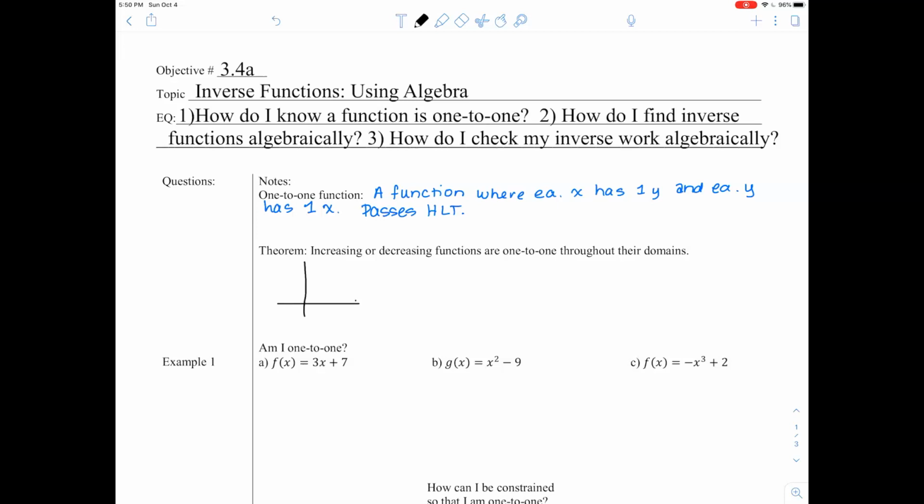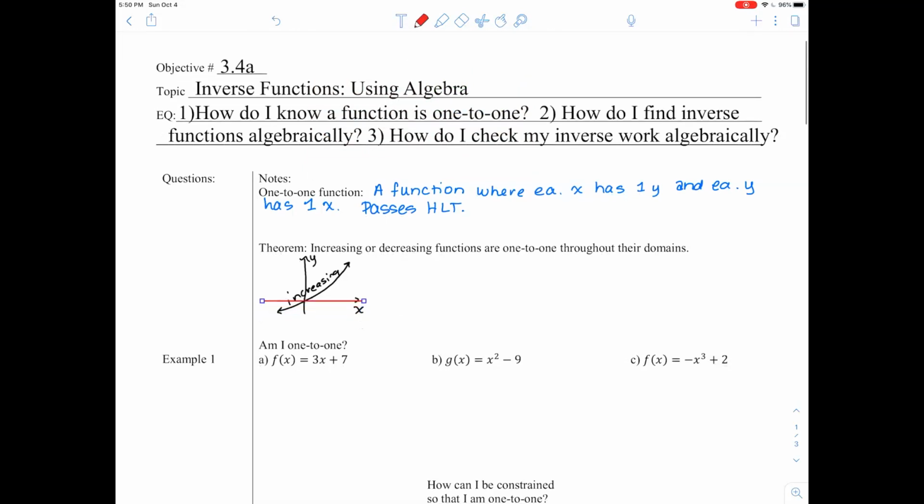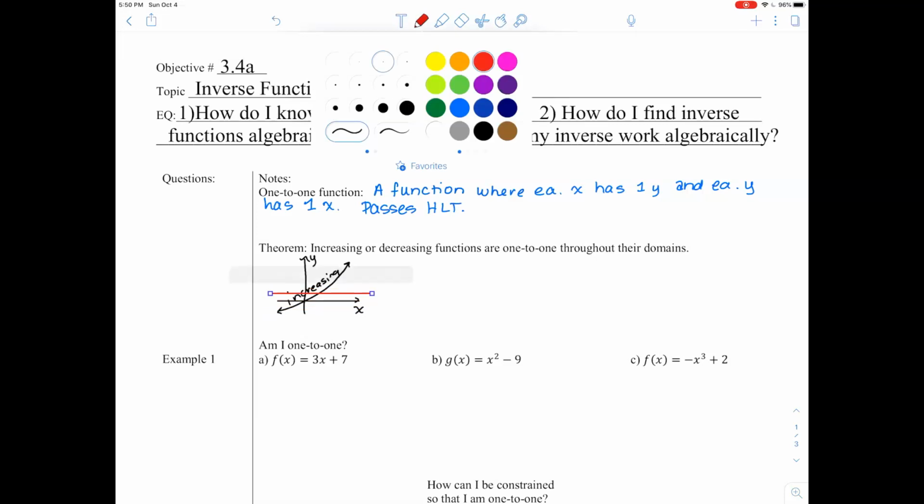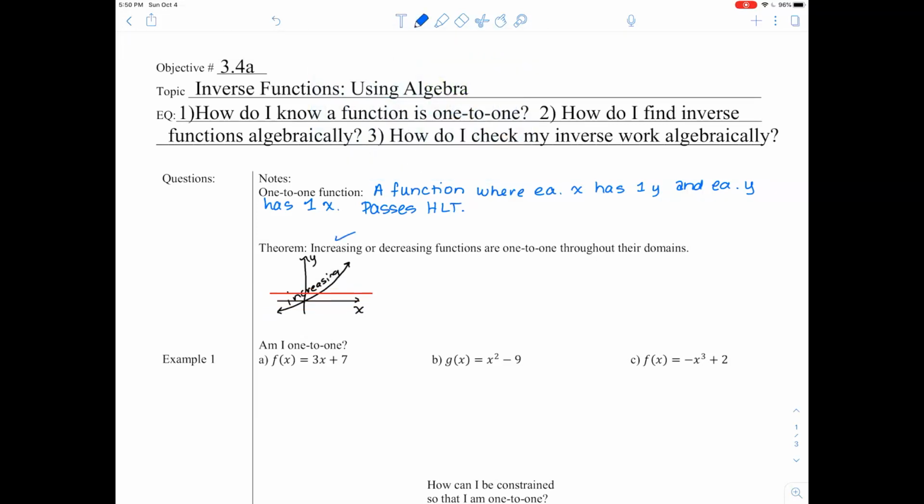So for example, let's draw a quick graph here. Here's the xy axis. And if I have a graph that's doing something like this as it goes across the domain, you can see that graph is increasing as it moves to the right. That's increasing at all times. And so if I were to take a horizontal line and cruise across that graph, wherever I go, I will only intersect the increasing function in one place. And it definitely is a function because it also passes the vertical line test. So you can see that that theorem holds true for increasing functions.